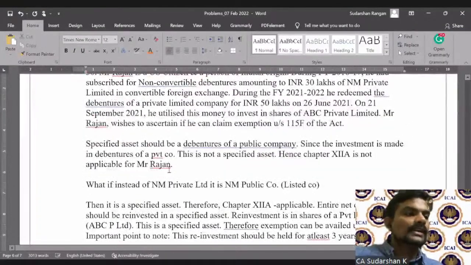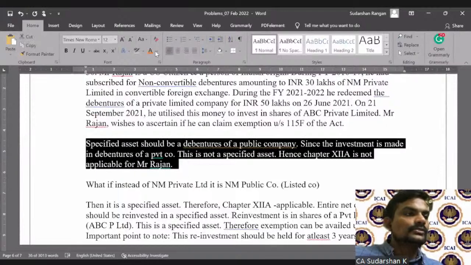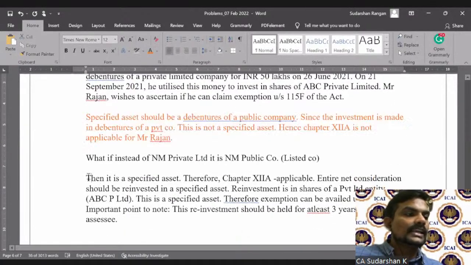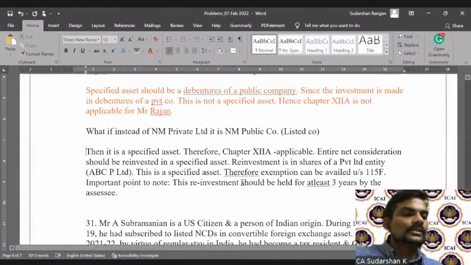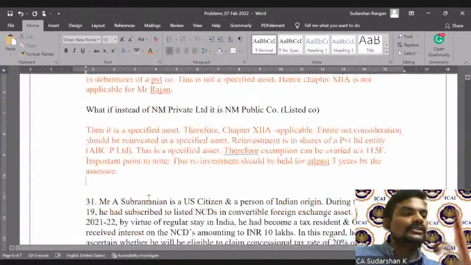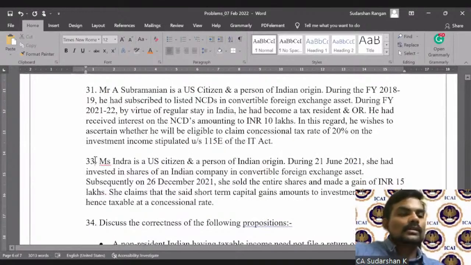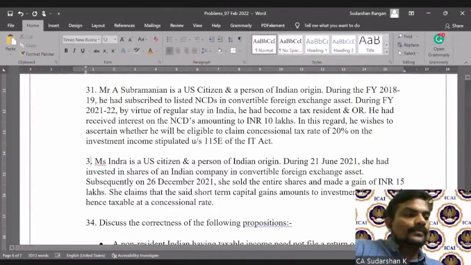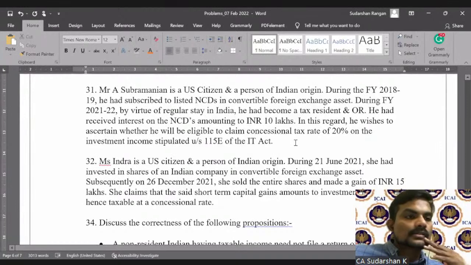So the first part is not a specified asset, so hence we miss out. In the second part, where we change the question to a public company, in that case, 115F exemption is allowed. We'll move on to another variant.